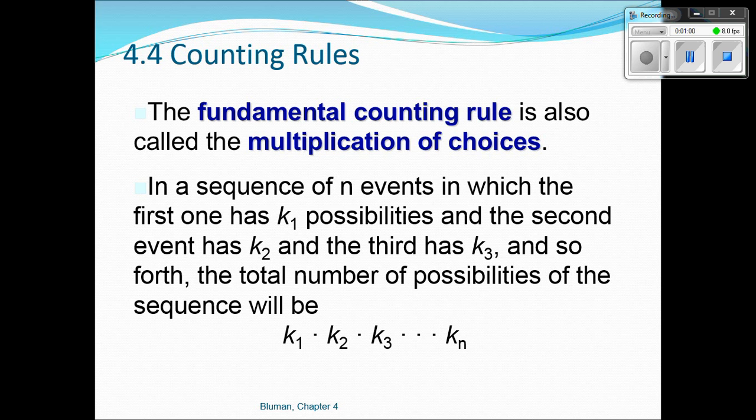But just think of whatever your first event is, whatever that k1 is. k1 is how many different ways can you do that. Okay. k2 is how many different ways can you do the next event. k3 is how many ways can you do the next event. I'll give you a quick example.